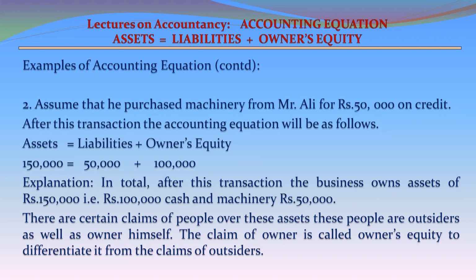2. Assume that he purchased machinery from Mr. Ali for 50,000 on credit. After this transaction, the accounting equation will be as follows. Assets is equal to liabilities plus owner's equity: 150,000 is equal to 50,000 liability plus 100,000. Explanation: in total, after this transaction, the business owns assets of 150,000, that is 100,000 cash and machinery 50,000. There are certain claims of people over these assets. These people are outsiders as well as the owner himself. The claim of the owner is called owner's equity to differentiate it from the claims of outsiders.